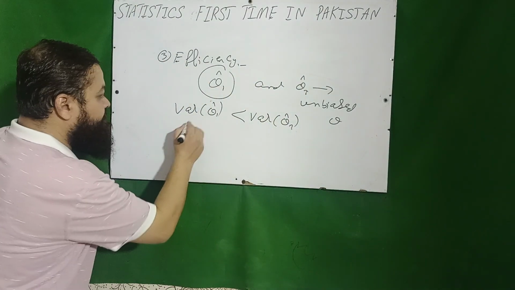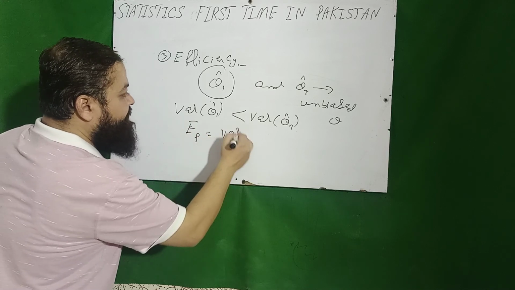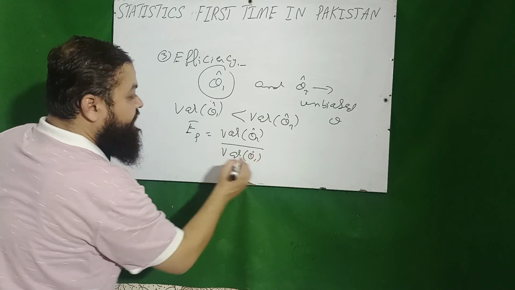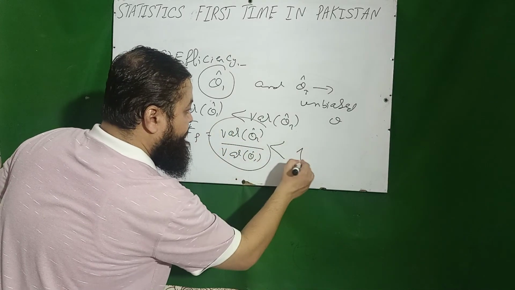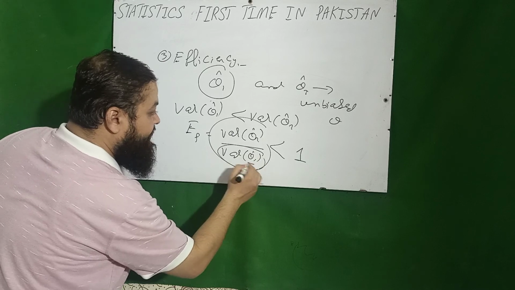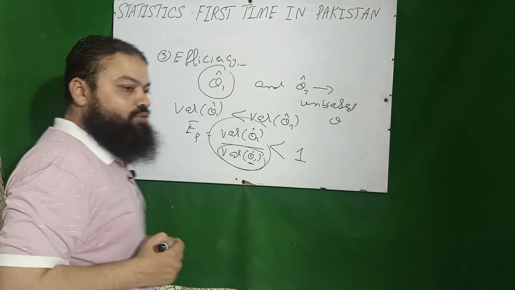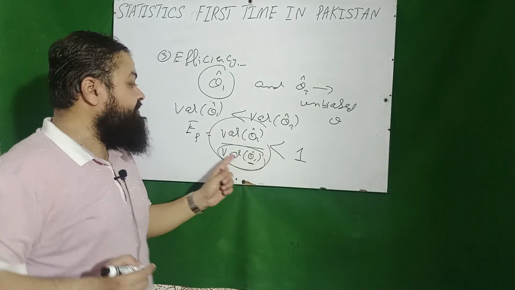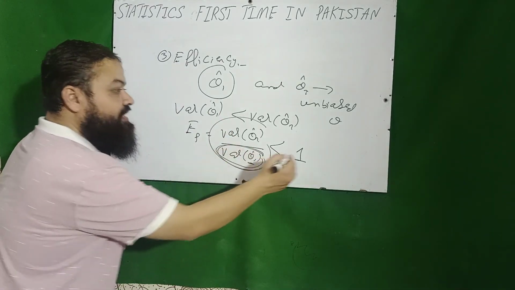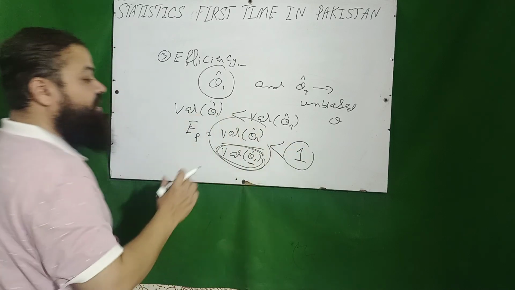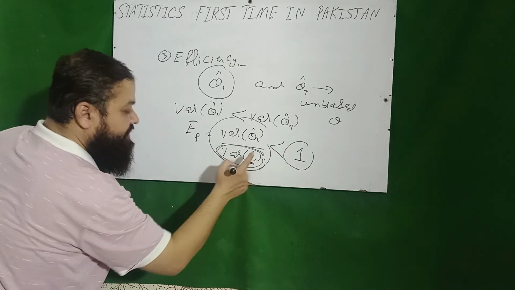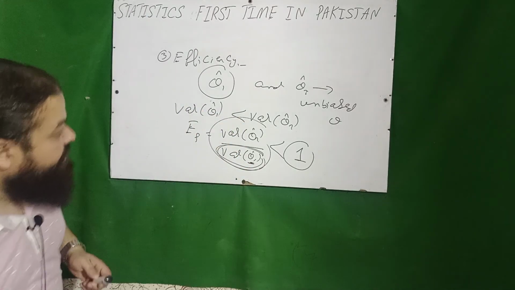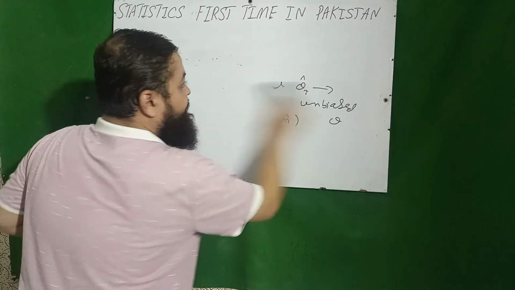And for efficiency, what do we do? Variance of theta 2 cap over variance of theta 1 cap. If this answer is less than 1, we say that theta 1 cap is more efficient than theta 2 cap. That question can also be asked in the multiple choice question of every written test. In the denominator, if the answer is less than 1 of this fraction, then the denominator estimator theta 1 cap will be more efficient than the numerator theta 2 cap. And one more point I want to discuss for every paper.